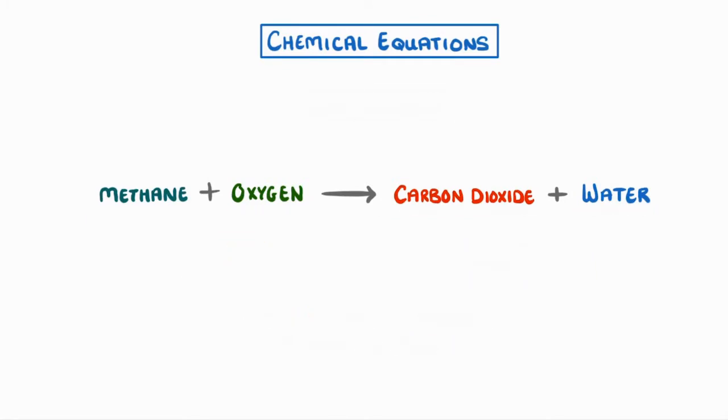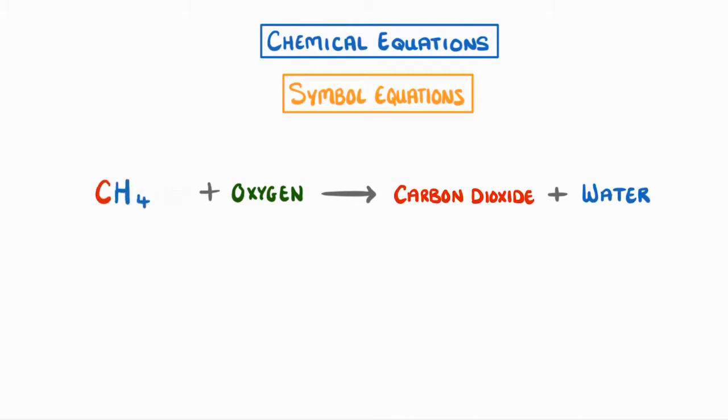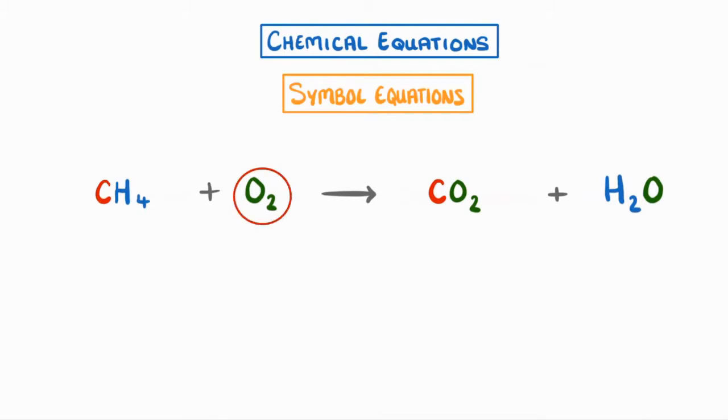More often though, instead of writing these word equations, we write symbol equations, using the chemical symbols of each molecule involved. So we would have CH4, which is methane, plus O2, going to form CO2 plus H2O. Notice that I've put O2 rather than O. That's because oxygen exists as a molecule made up of 2 atoms. So whenever you include oxygen in a reaction, you have to put O2. Just like for chlorine, you'd put Cl2, and for nitrogen, N2.